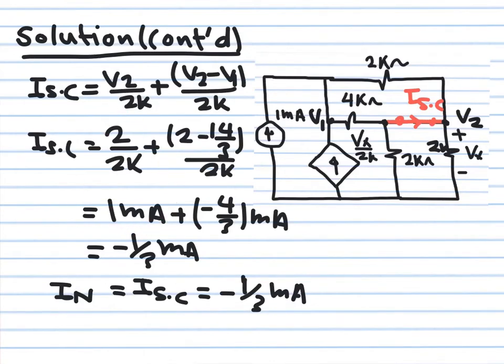This becomes 6 minus 14, which will give you minus 8 over 3 divided by 2 minus 4. So we get minus 1 over 3 milliampere. So I short circuit is minus 1 over 3 milliampere.